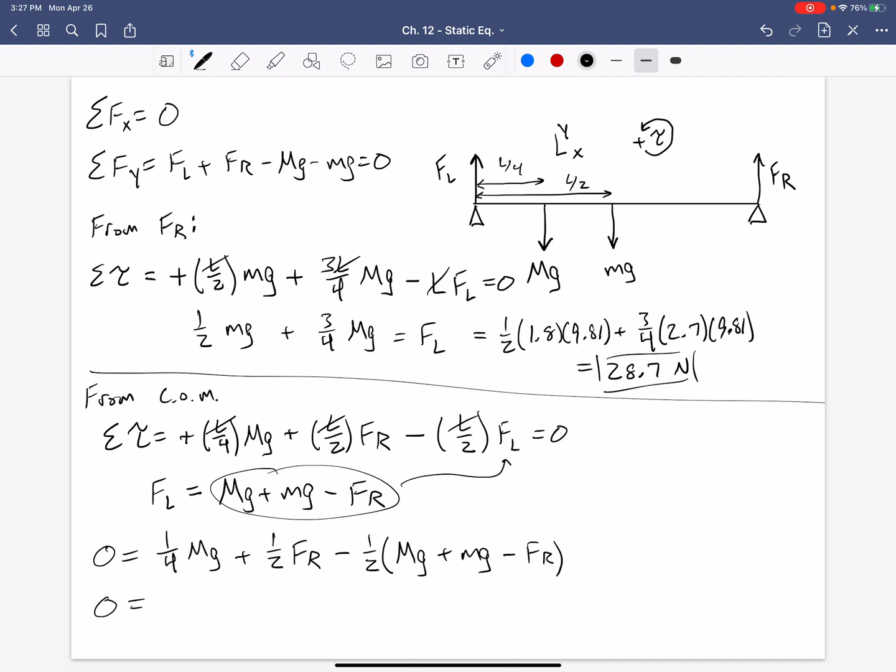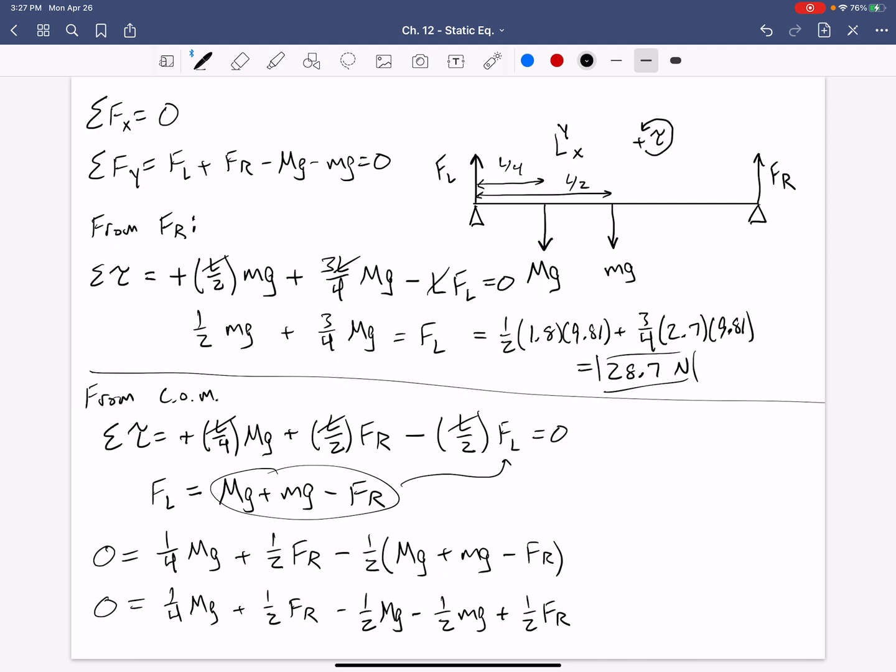Okay, now we just have one unknown, FR. So let's distribute the 1/2, combine like terms, and solve for FR. So we have 1/4 Mg plus 1/2, whoops, it should be FR, not RF, minus 1/2 capital Mg minus 1/2 lowercase mg, and then plus 1/2 FR, right? This is just the straight math part, right? So almost there. We're getting there.